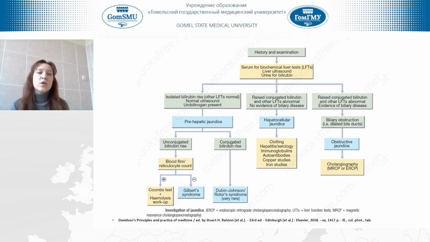For pre-hepatic jaundice, conjugated or unconjugated bilirubin: for unconjugated bilirubin, it can be Gilbert syndrome, or it can be Dubin-Johnson syndrome, a very rare reason, or it can be hemolysis. As for hepatocellular jaundice: clotting, hepatitis serology, immunoglobulins, autoantibodies. Post-hepatic jaundice: cholangiography.